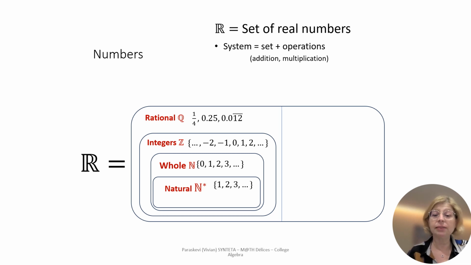And finally, we add the leftovers, that are all the numbers that cannot be written as fractions, the infinite decimals like square root of 3, pi, etc., that we call the irrational numbers. All the above together make the R set, the set of the real numbers.